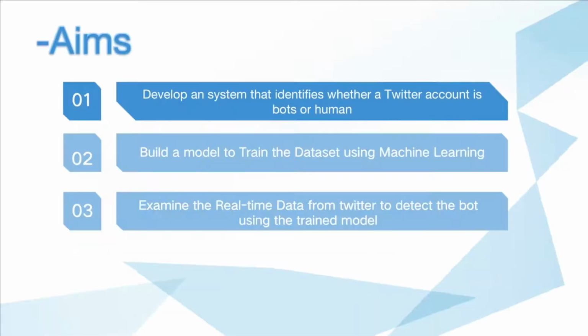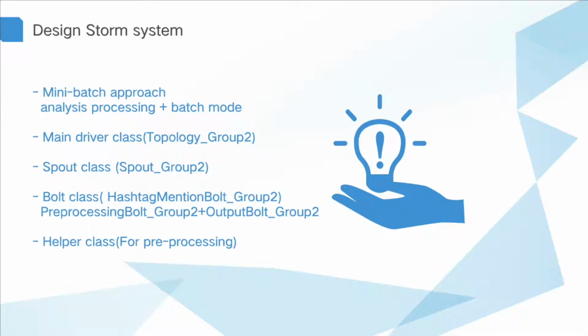And for the aims, we list 3 points. The first one is to develop a system that identifies whether a Twitter account is bot or human. The second one is to build a model to train the dataset using machine learning. And the third one is to examine the real-time data from Twitter to detect the bot using the trained models. So, for this project, we decided to build our project using a mini batch approach. It means that we will do half of the analysis processing in real time and another part in batch mode for machine learning analysis. So, the main driver class of the Storm system is the Topology Group2 class.